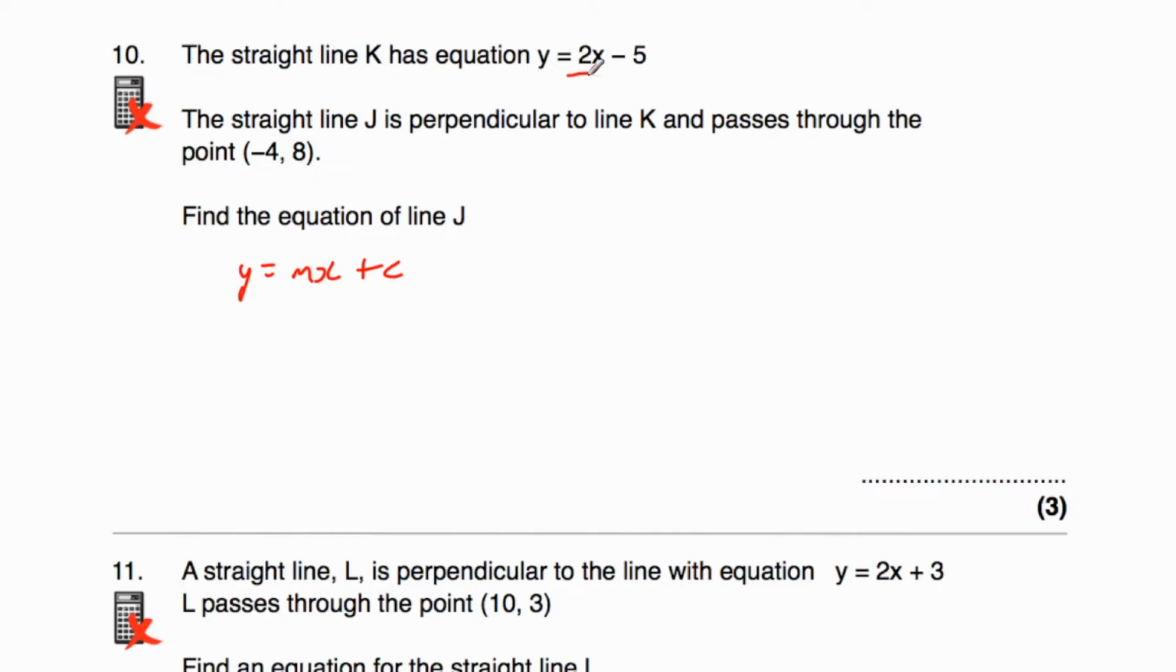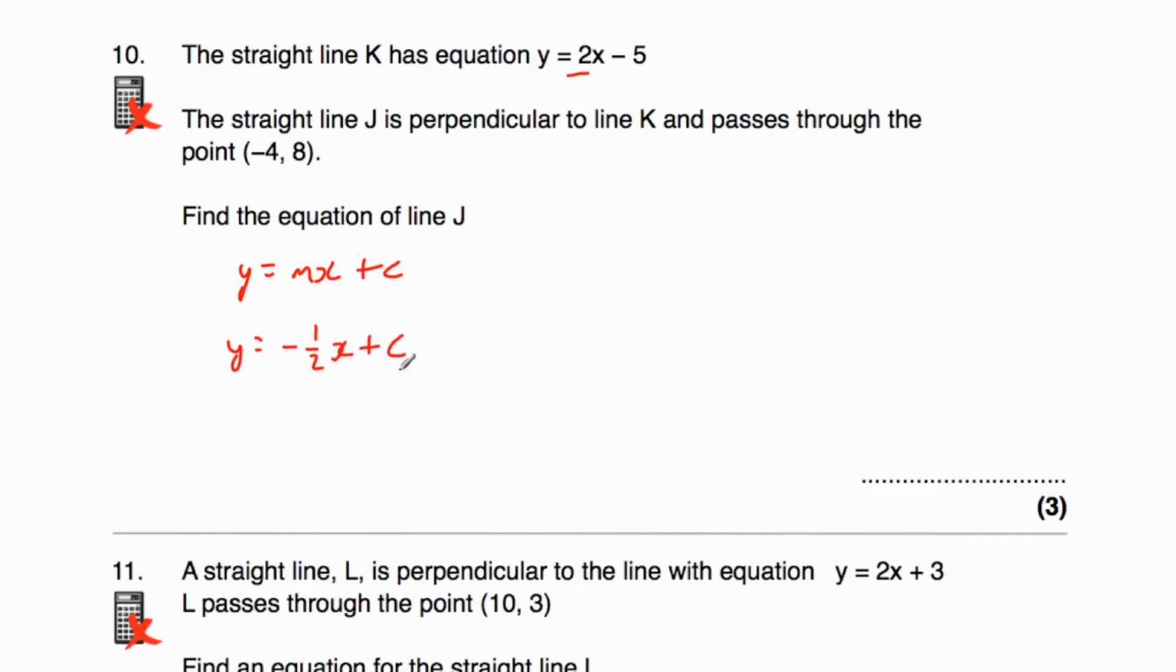It's perpendicular to this line, and this line's got a gradient of 2. So that means that if we find the negative reciprocal of 2, that's the gradient of j. So the negative reciprocal of 2, well, 2 is positive, so the negative reciprocal will be negative, so it will be minus. And the reciprocal of 2, that's 2 over 1. When we flip it over, it will be a half. So that means the gradient of j would be minus a half. So we've got y equals minus a half x, and then we've got plus c.